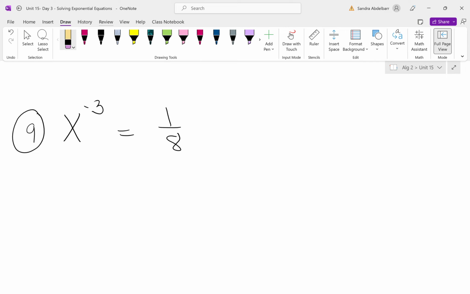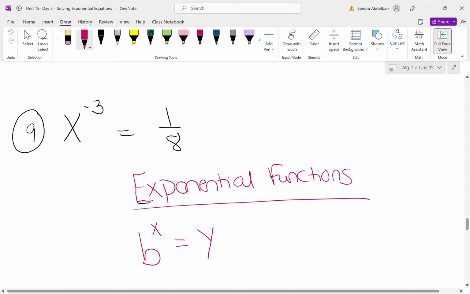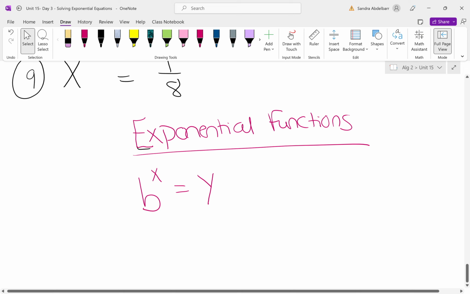So the base, you mean? Yes. All right, so there's two different scenarios. When we're dealing with exponential functions, I need everybody to pay attention. When we're dealing with an exponential function, b to the x equals y, what is the unknown? The exponent.